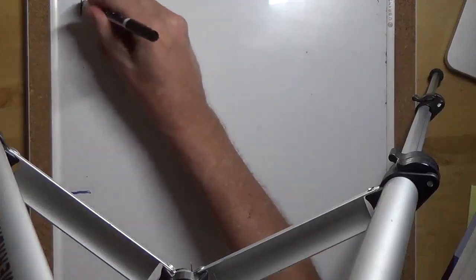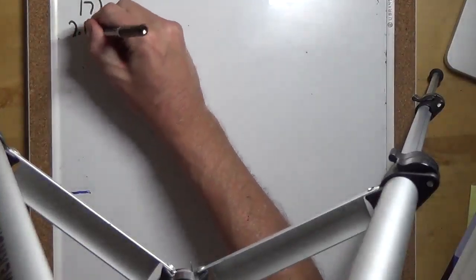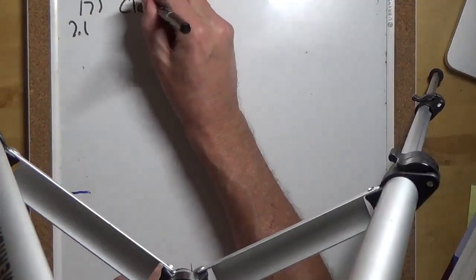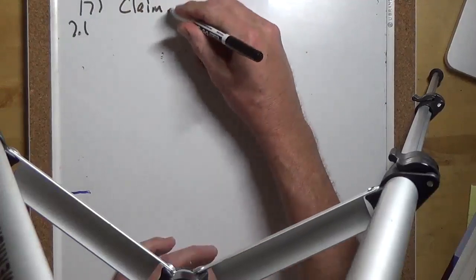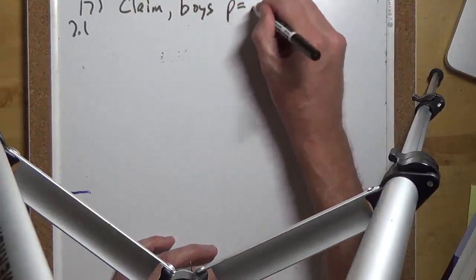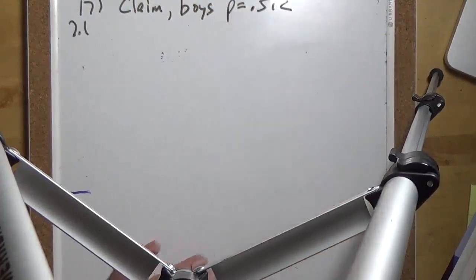Okay, I want to do a few problems from section 7.1. The first one I want to do is number 17, which is talking about births of boys. I'm going to paraphrase. There's the claim that for boys, the real proportion is 0.512, a little over 50%.